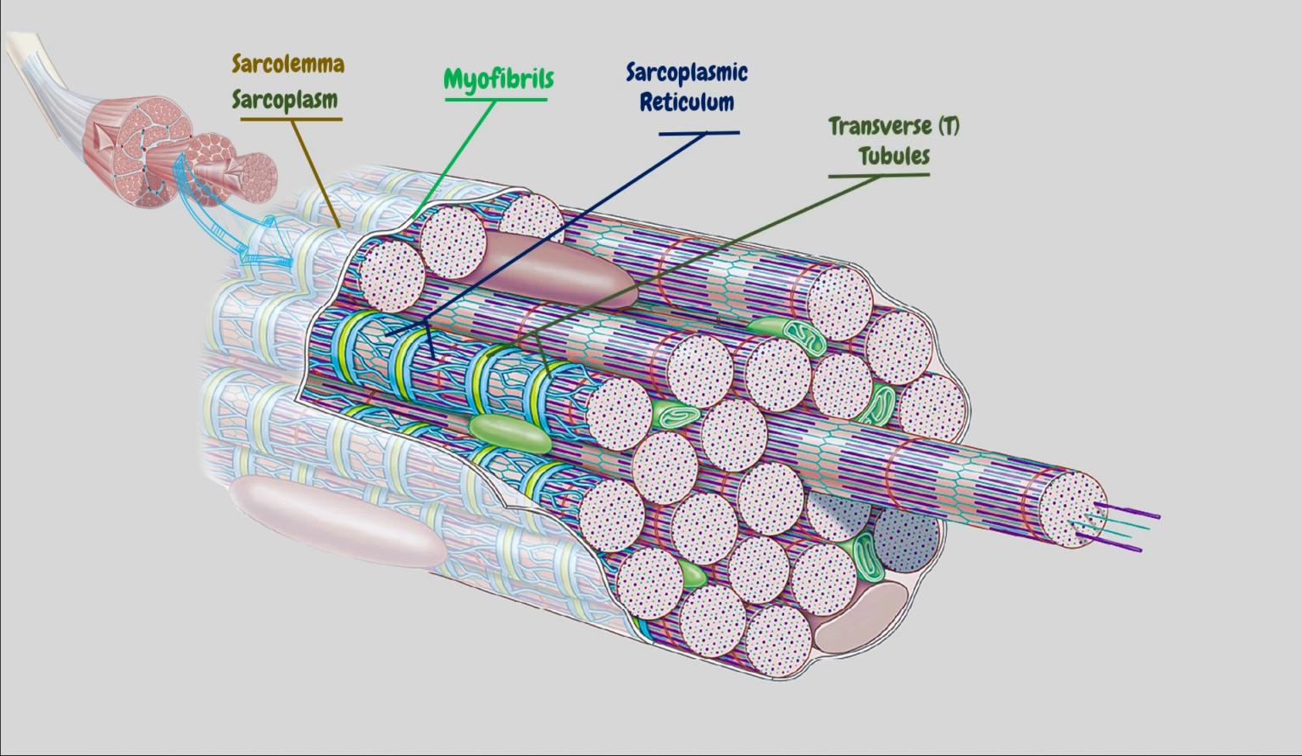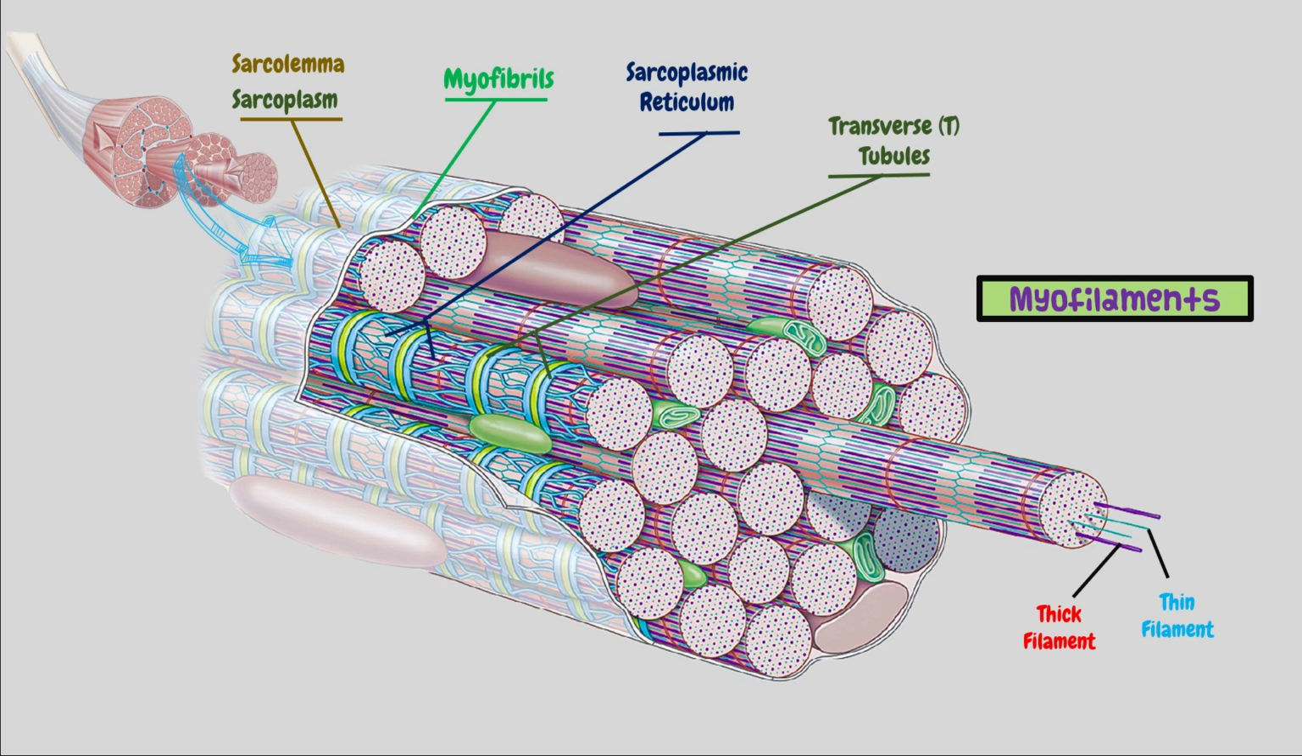A system of tubules, called transverse tubules, extend across the sarcoplasm, formed from inward projections of the sarcolemma. The T-tubules allow electrical impulses to travel deep into the cell. Myofibrils consist of even finer fibers, called myofilaments. There are two types of myofilaments, thick and thin.